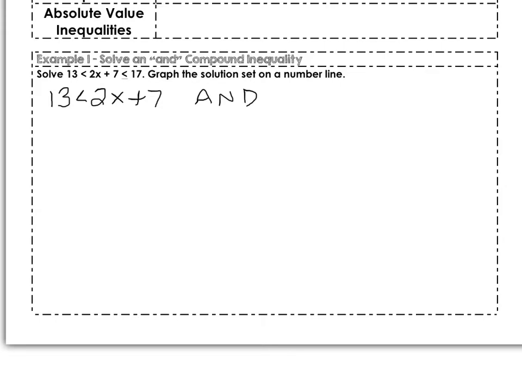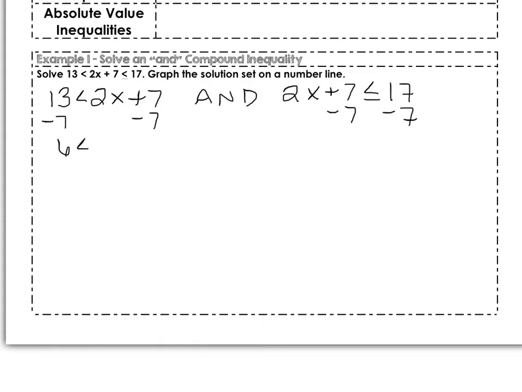I'm separating my two inequalities by the word and. My other inequality also contains the middle component of our inequality as well as the right-hand side of our inequality, where 2x plus 7 is less than or equal to 17. For both of these inequalities, I'm going to first subtract 7 from both sides. So I'm kind of solving both of them at once, but again, I'm showing all my work.